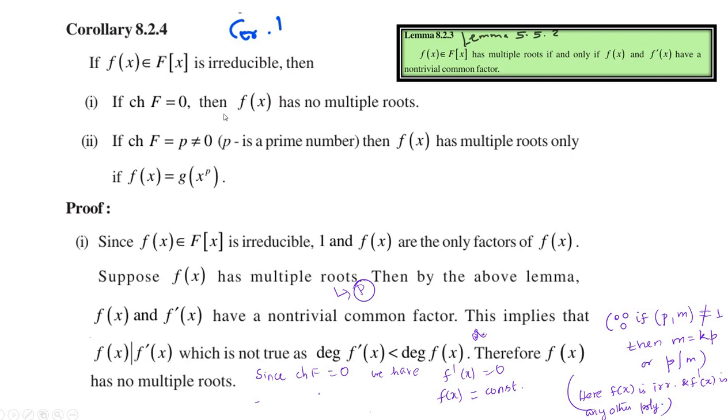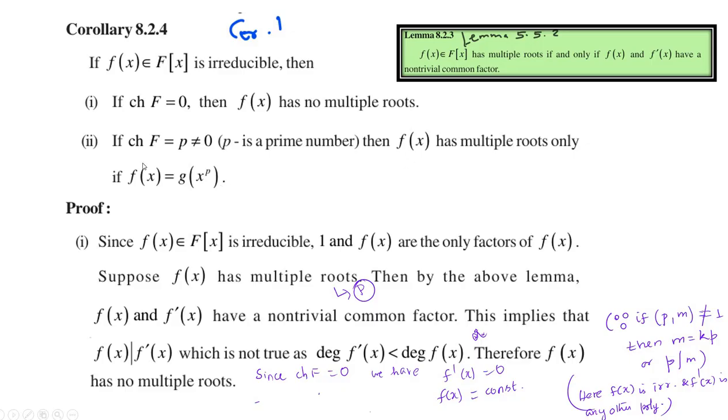If the characteristic of F is 0, then what we are trying to prove is that f(x) has no multiple roots. That is, it has only distinct roots. And when this is the case, f(x) has multiple roots only if f(x) is equal to g(x^p).